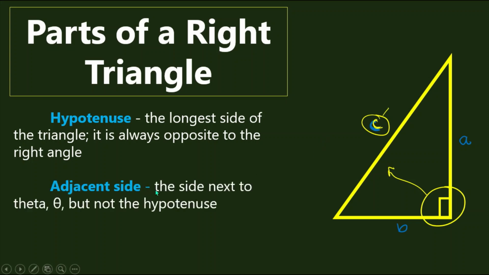And then we have the adjacent. The adjacent side, that is the side next to theta, but not the hypotenuse. So, if we have an acute angle here, and we represent it as theta, its adjacent side is b, aside from the hypotenuse. When we say adjacent, it means beside. Here at our theta, two sides are beside it, this one and this one. But the hypotenuse is not included. So the other side beside theta, that is what we call the adjacent.